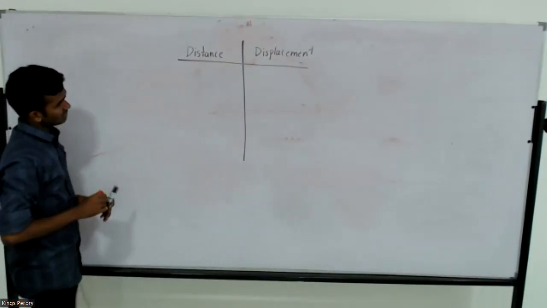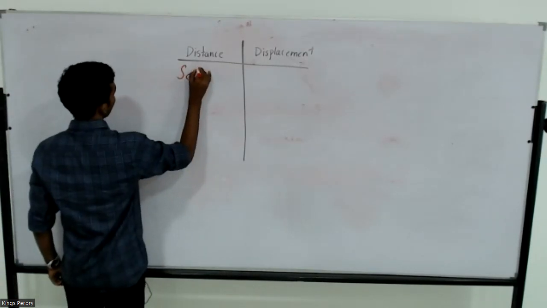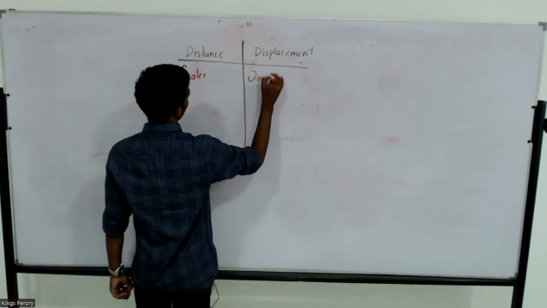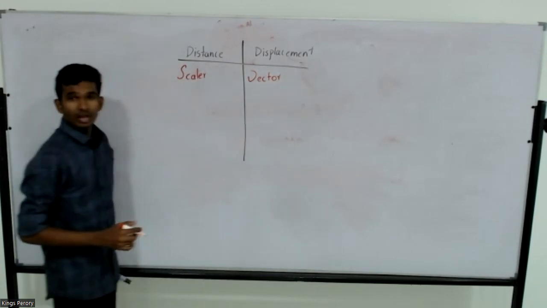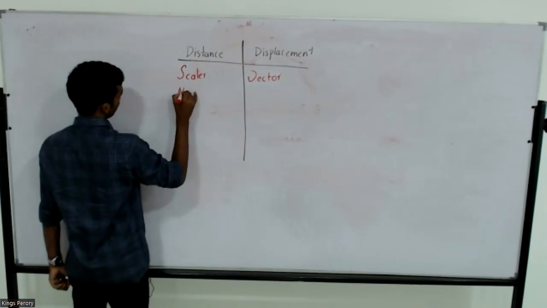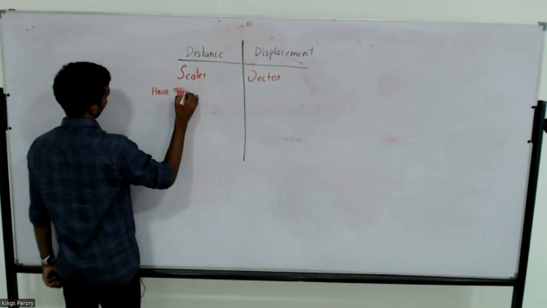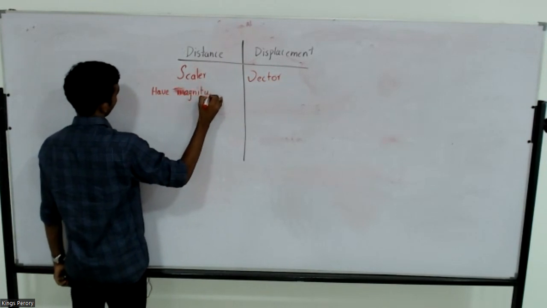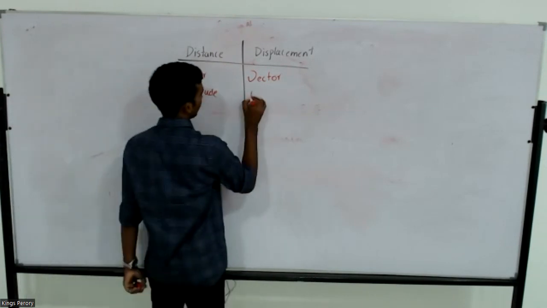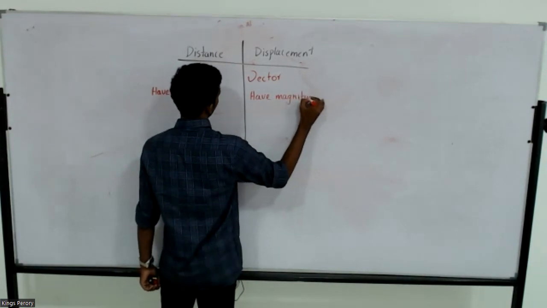Tell me, distance is a scalar or vector? It's a scalar. Distance is a scalar quantity. What about displacement? It's a vector quantity. Does distance have magnitude? Of course, yes, it has magnitude. I'll write have magnitude. Does displacement have magnitude? Yes, it also has magnitude.